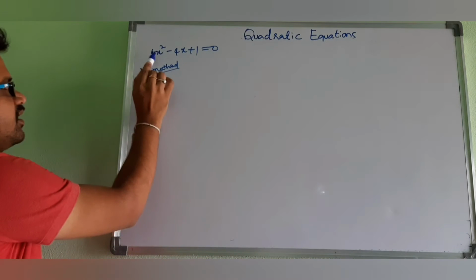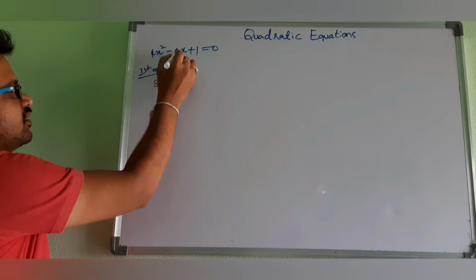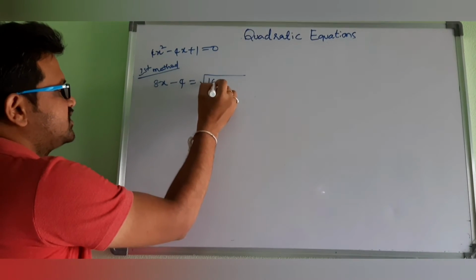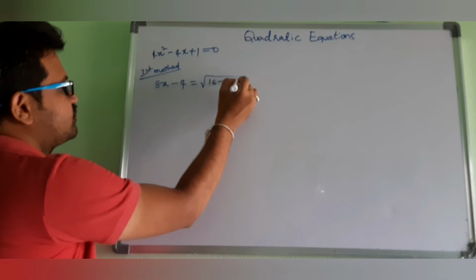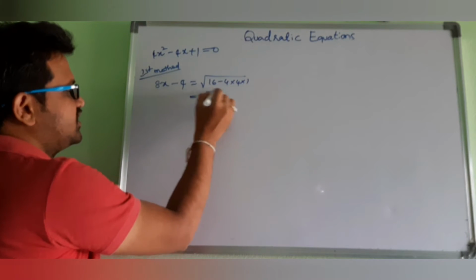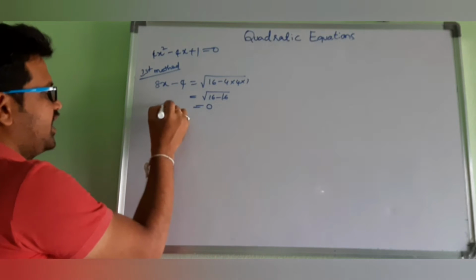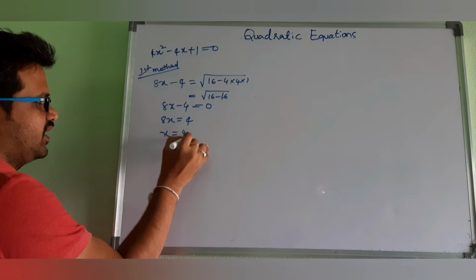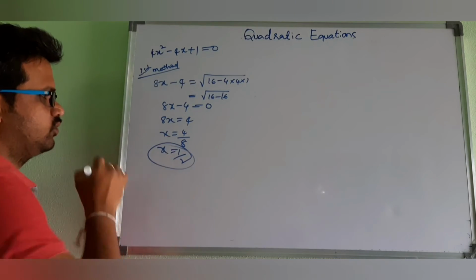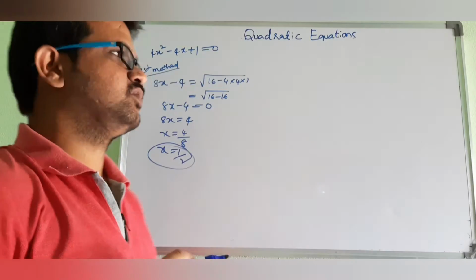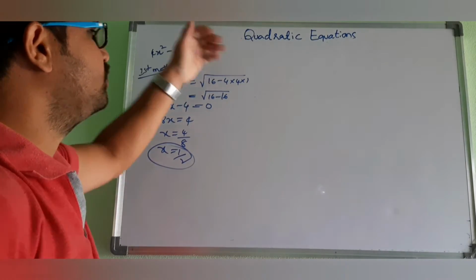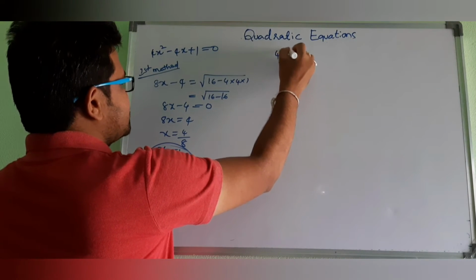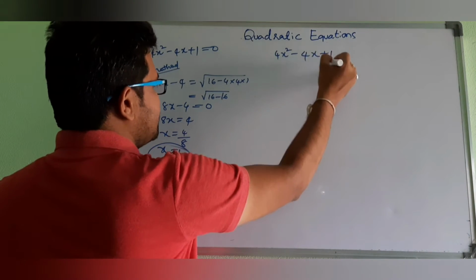So what I said, first method: 4 into 2, 8x minus 4 is equal to square root of b square minus 4ac, whole square. 16 minus 4 into a value, which is 4 into 1. So 16 minus 16, 0. 8x minus 4 is equal to 0. 8x is equal to 4. x is equal to 4 by 8, x is equal to 1 by 2. We got only one value of x. Why? Because b square minus 4ac is equal to 0, we get equal roots.